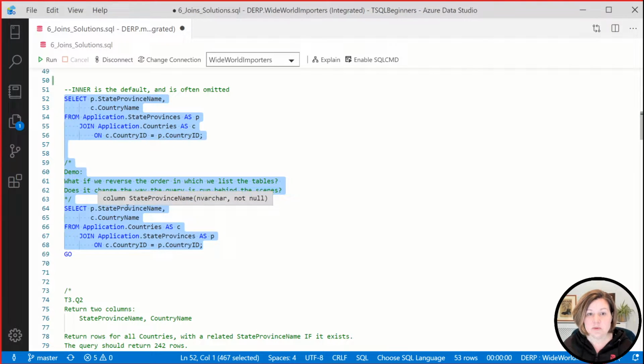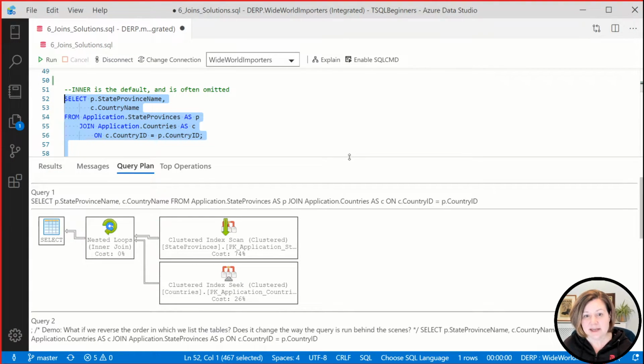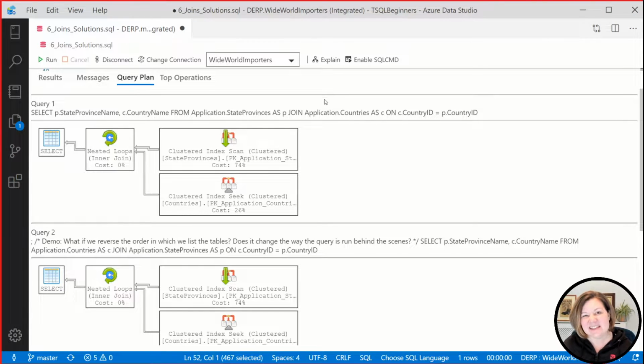I'm going to highlight both of these queries and hit the explain button. This is just showing the estimated execution plan.